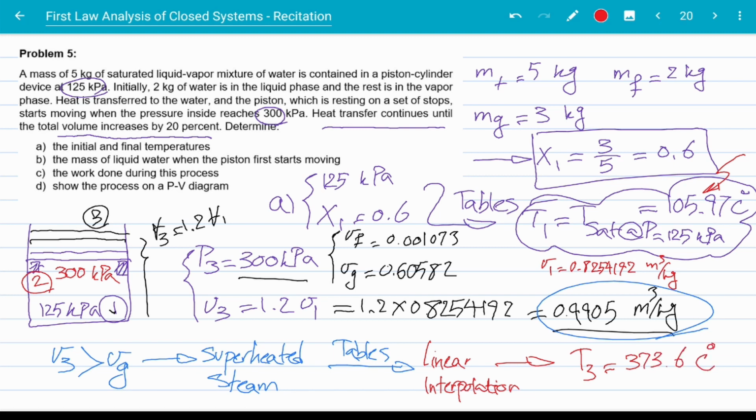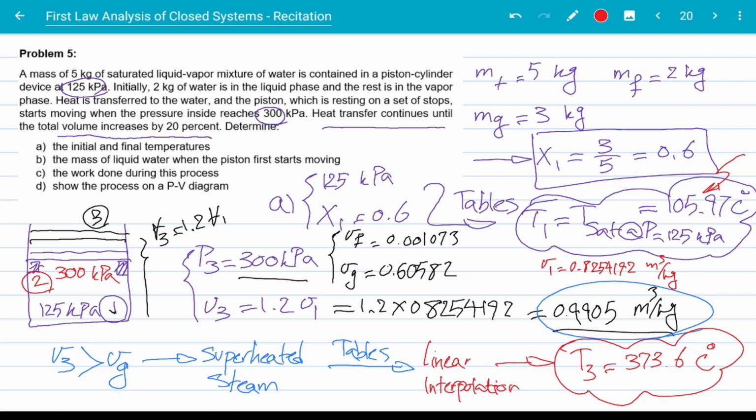373.6 degrees Celsius. So what we did to pinpoint state 3 is that first we concluded that because the piston starts to move, the pressure remains constant. Now we know that the pressure at which the piston starts to move is 300 kilopascals. That's how we found the final pressure.